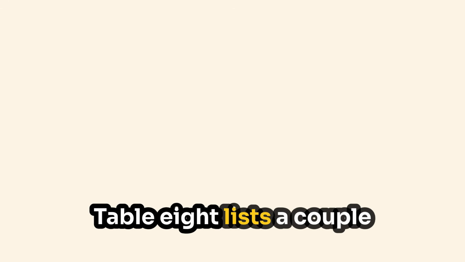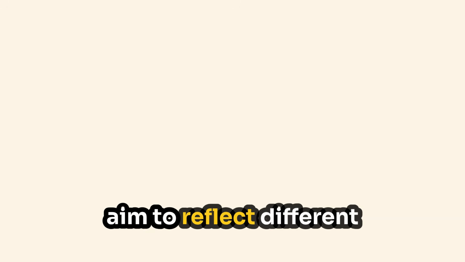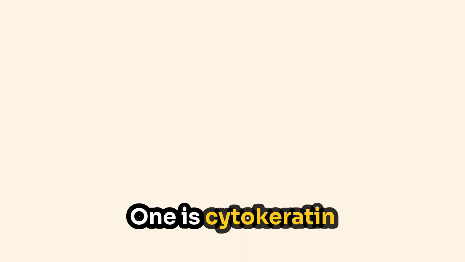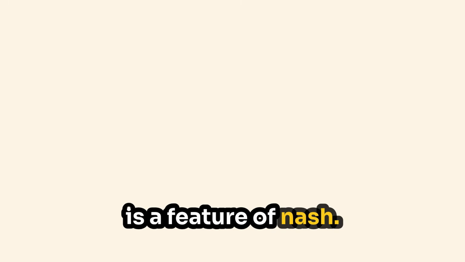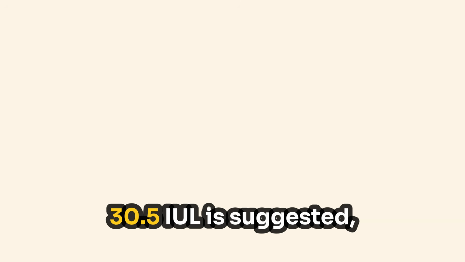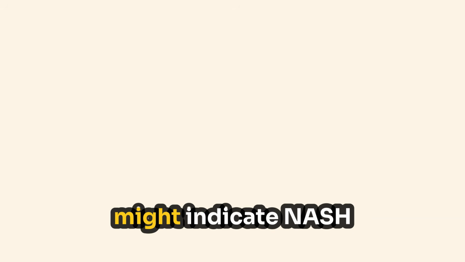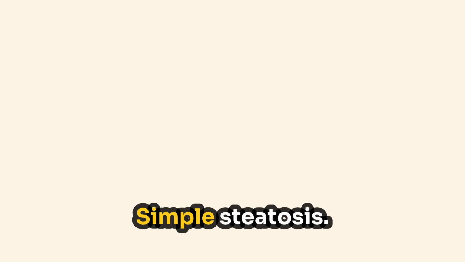Yes, Table 8 lists a couple of promising ones that aim to reflect different aspects of the disease process non-invasively. One is cytokeratin 18 fragments, CK18. CK18 is released when liver cells undergo apoptosis, programmed cell death, which is a feature of NASH. Elevated levels, perhaps above 130.5 IU/L is suggested, might indicate NASH rather than just simple steatosis.